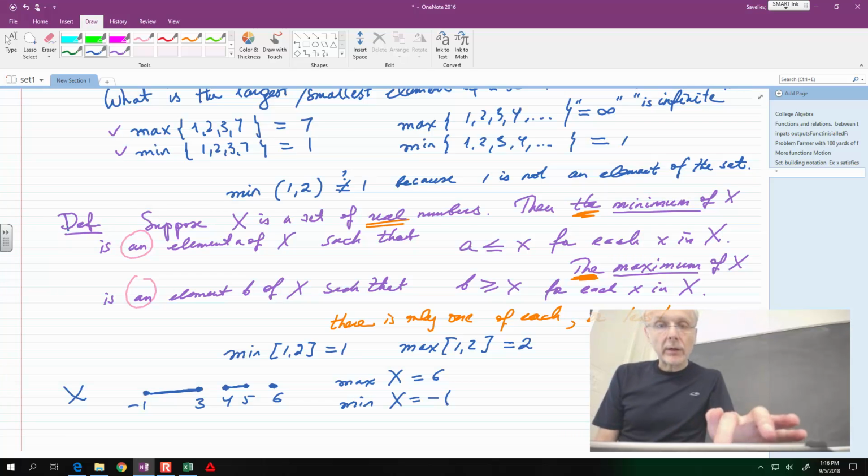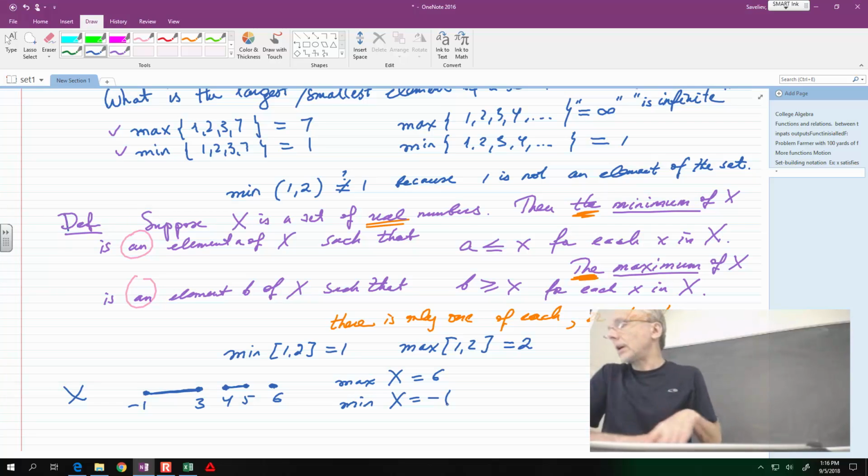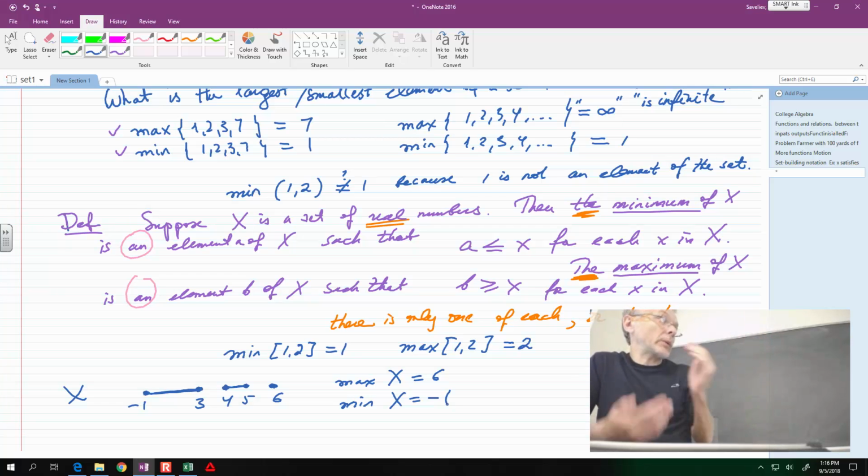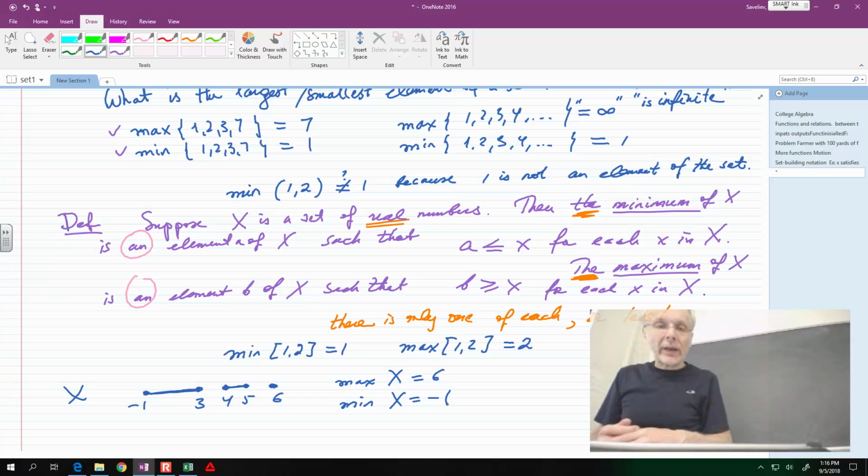But some sets don't have minimum or maximum points. So it is not uncommon, as you can see, to have a set that does not have a minimum or maximum point. But to get on the right track, that is, to figure out what to do with those sets, in what sense is 1 a minimum point of the interval (1, 2) when 1 is not included? We can look at bounds.